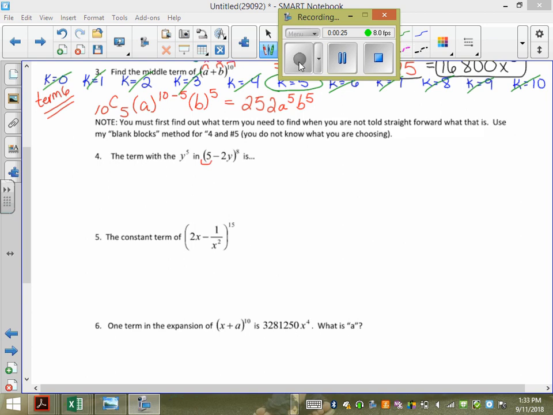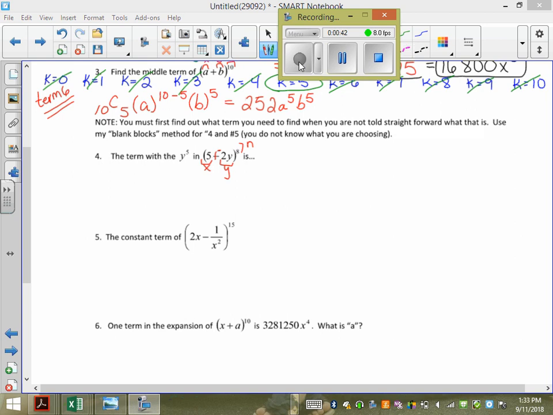So this is my x. My y is negative 2y, because remember I have to have a plus sign between. And my n is 8. My k, I don't know, but I can figure it out quite quickly.